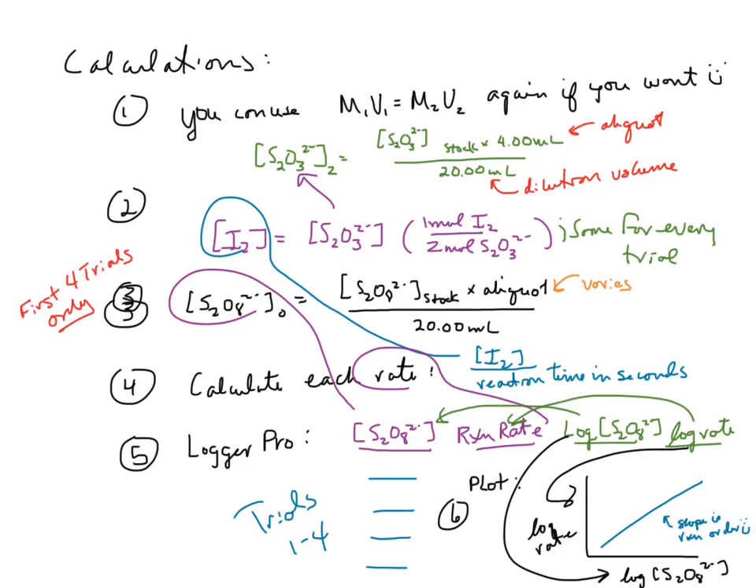So we're going to plot the log of the rate on the y-axis, the log of the peroxydisulfate on the x-axis. So we're going to have 4 points. We're going to see how linear they are. That's okay. We're going to have 4 points, and the slope of that curve then is equal to the reaction order of your peroxydisulfate. Pat yourselves on the back. Okay.